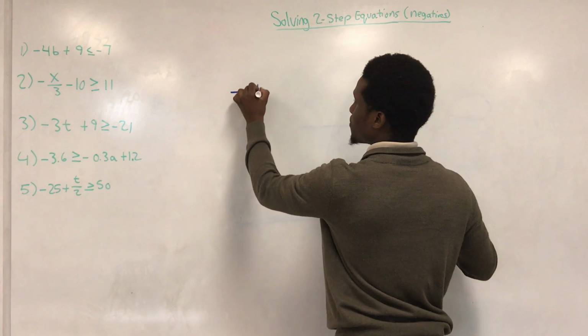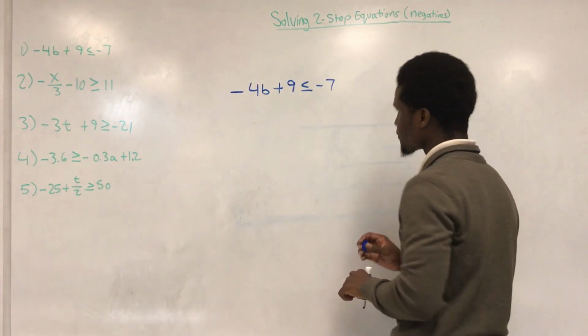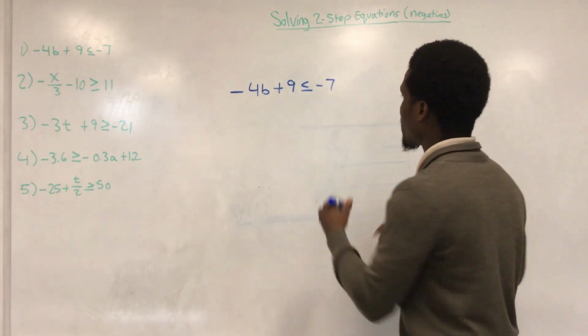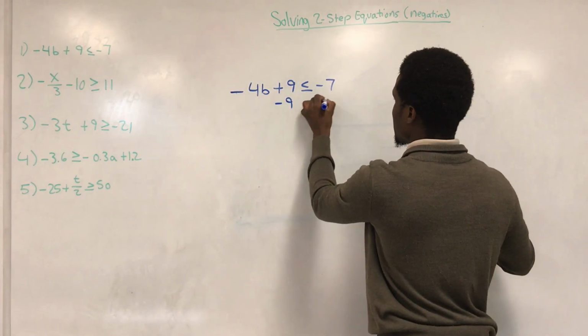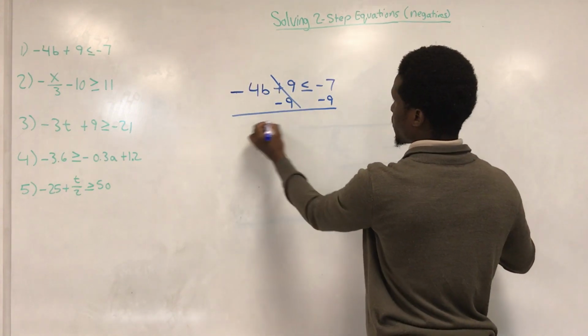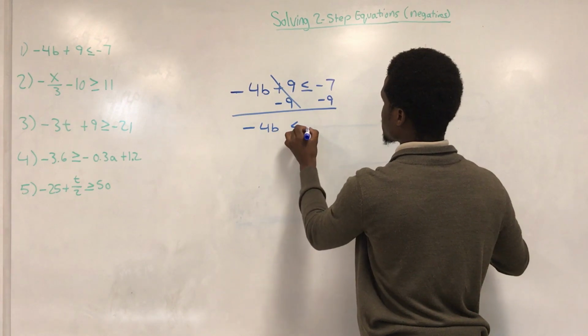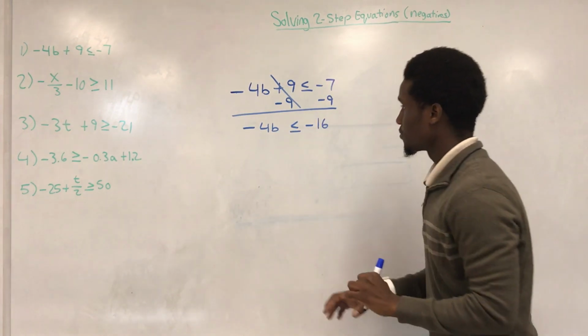We have negative 4b plus 9 is less than or equal to negative 7. So always start with our constants. We're going to minus 9 and minus 9. Okay, so now we have negative 4b is going to be less than or equal to negative 16.